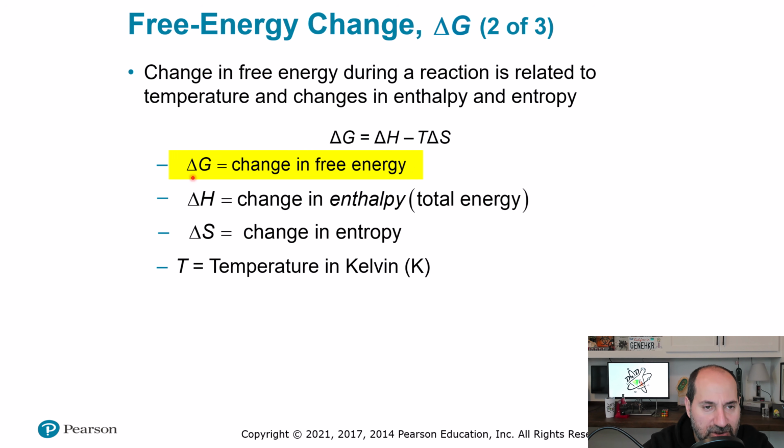And a negative delta G means that it's an exergonic reaction that releases energy. A positive delta G is an endergonic reaction, which requires energy. Now, delta H is the change in enthalpy or total energy. You should know that a negative delta H is when heat is released by the system. This is known as an exothermic reaction. A positive delta H is when heat is absorbed by the system, and this is an endothermic reaction.